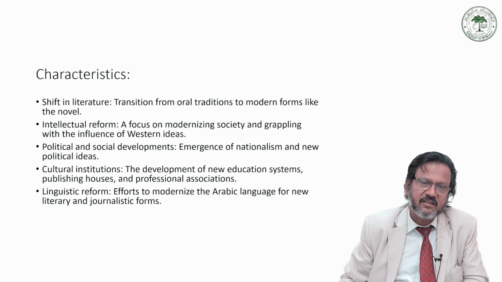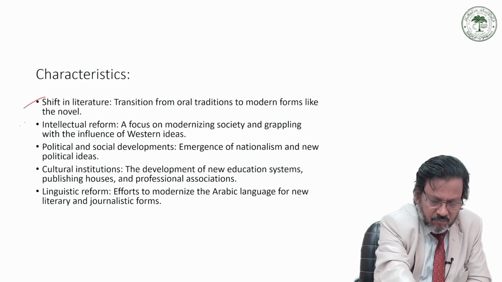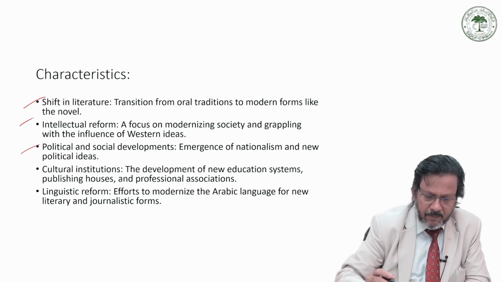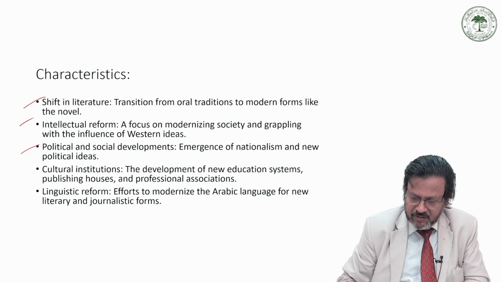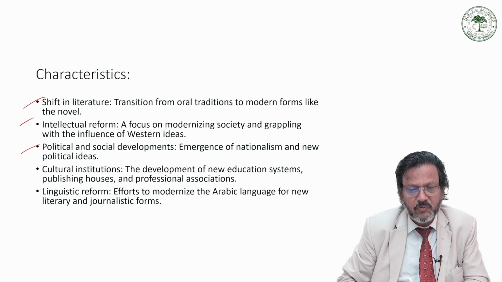It underlined several things, like a shift in literature, a transition from oral tradition to modern forms like the novel. There were intellectual reforms, a focus on modernizing society and grappling with the influence of Western ideas. There were political and social developments, the emergence of nationalism and new political ideas, and cultural institutions, the development of new education systems, publishing houses and professional associations, alongside linguistic reforms, efforts to modernize the Arabic language with new literary and linguistic forms, and having things in new modern perspectives.